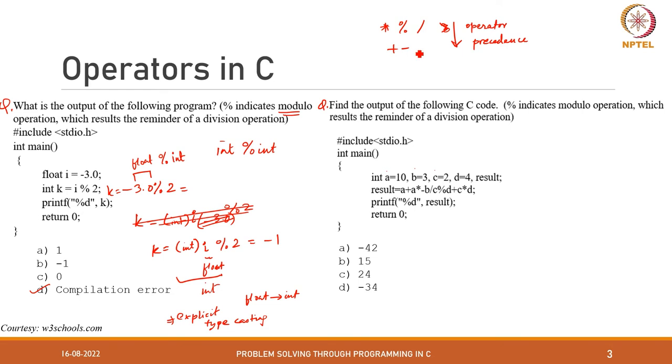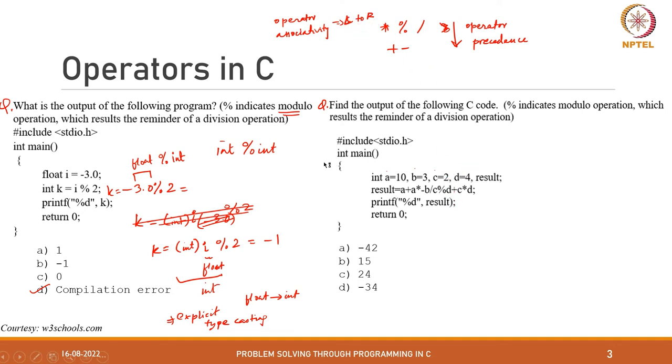Now what about the operator associativity? When there are different operators of the same precedence on the same line of the code, what will happen? So here the operator associativity is from left to right. Okay, so what does that mean? So let's solve this question.